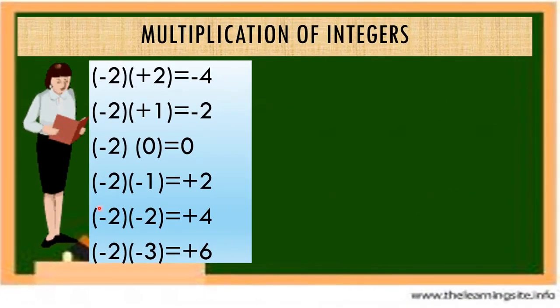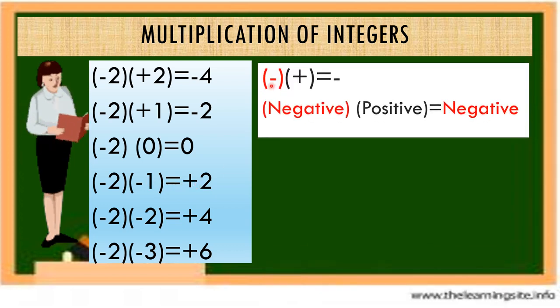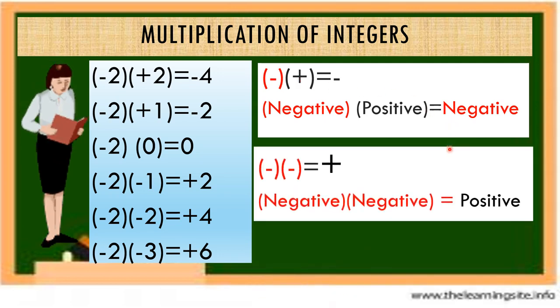So, we have the negative numbers. We need to multiply it by positive 2, positive 1, 0, negative 1, negative 2, and negative 3. So we have negative times positive is negative, and we have negative times negative is positive.